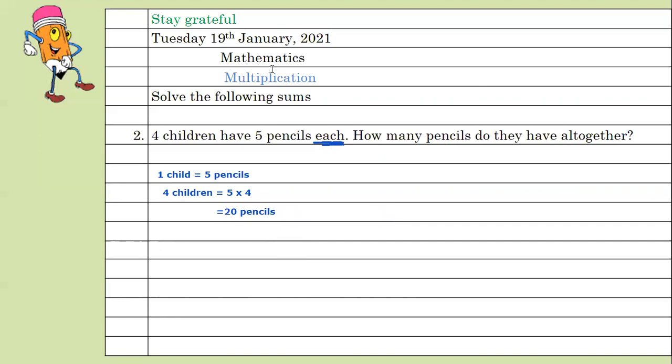So again, the first line is how much 1 has. The second line is what we have to work out to find out how many the number they gave us will have. So they gave us 4 children here. This is what we work out to find out how many 4 children will have. And we put our answer and we put the object. Okay, let's move on to the next one.